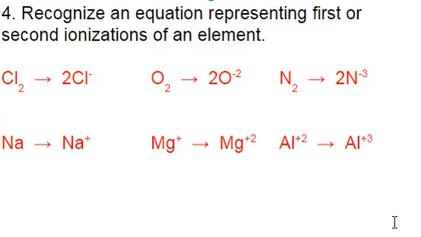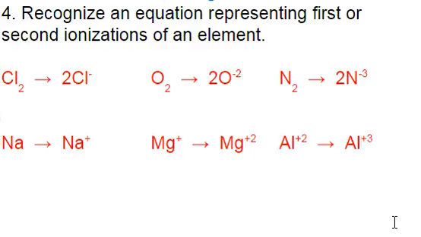So the top 3, those are not considered ionizations. Those have to do with oxidation and reduction. They're being reduced, they're gaining electrons. Even though they're forming ions, we don't technically call those ionizations. When we look at the bottom set, the metals, those are being ionized as they're losing electrons.